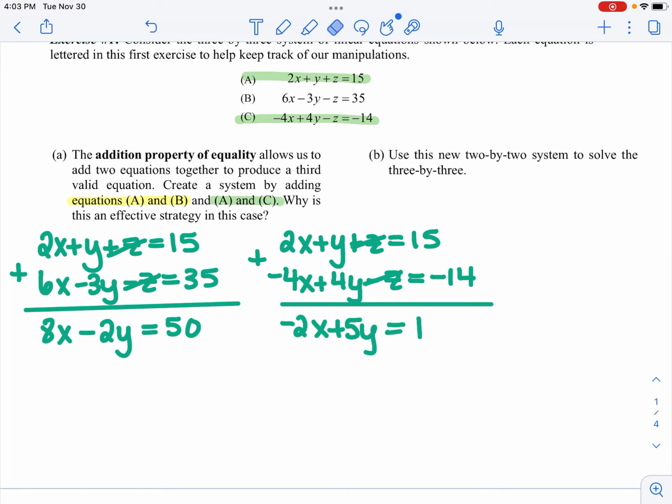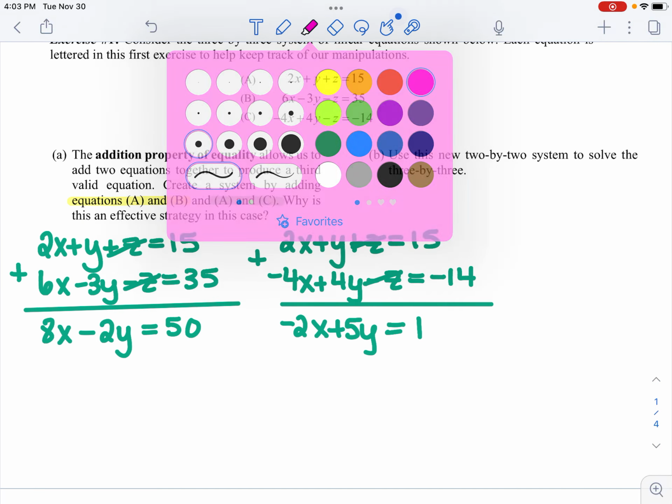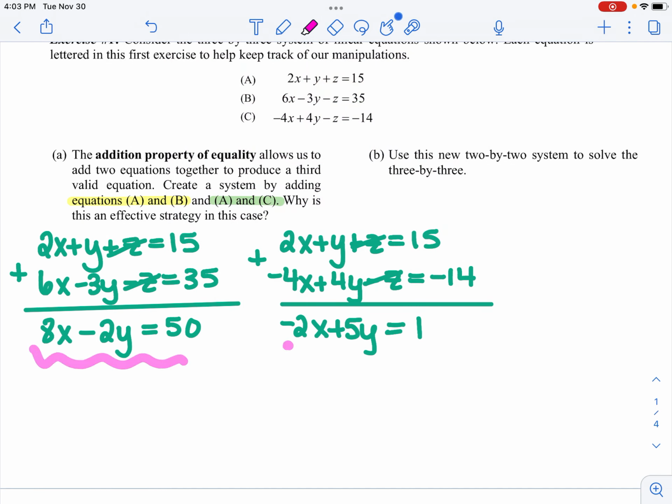Now we're being asked here, why is this strategy effective? Well, look at what we ended up with. Now we have two equations, both in terms of just x and y. So we started out with 3 equations and 3 variables, and by using the elimination method twice, we now ended up with 2 equations with the same 2 variables.